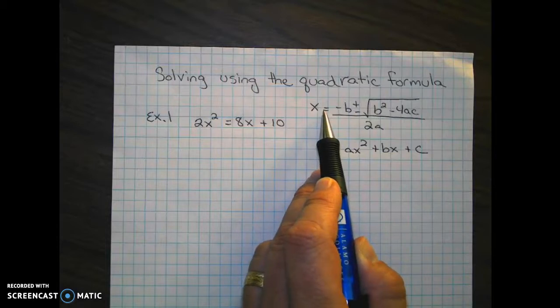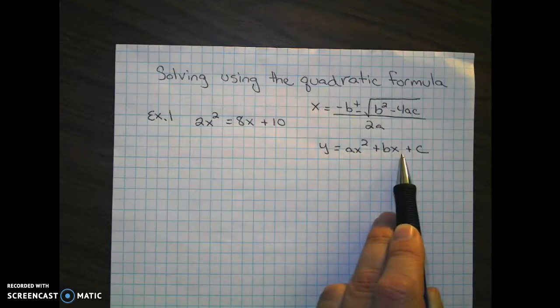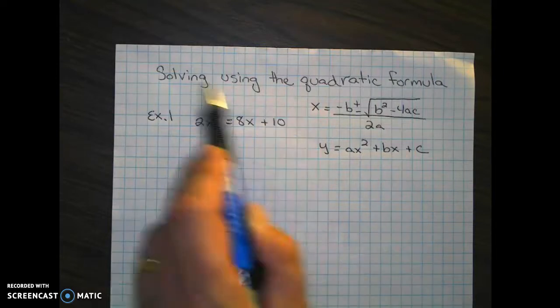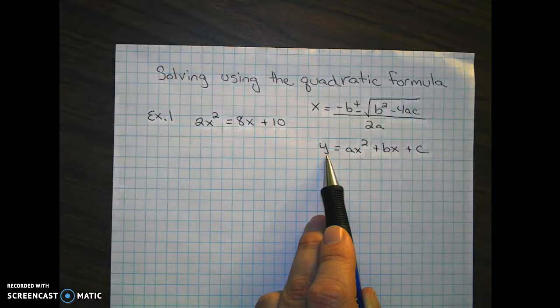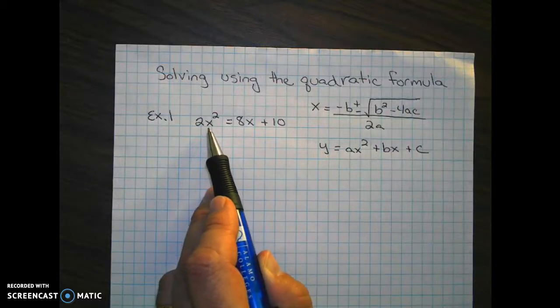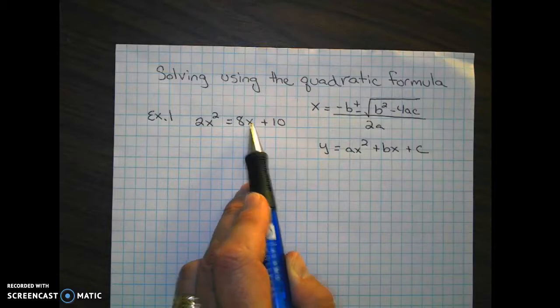So the first thing you want to do is make sure your quadratic equation is in standard form. Okay? And so since we are solving, we're going to want to make our equation equal to 0 for y. So starting off with example 1. If you haven't paused the video yet, I would pause it now and write this stuff down.